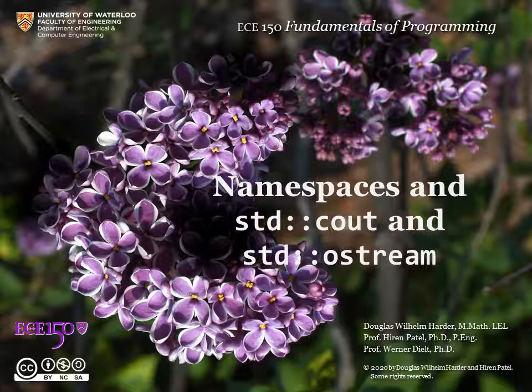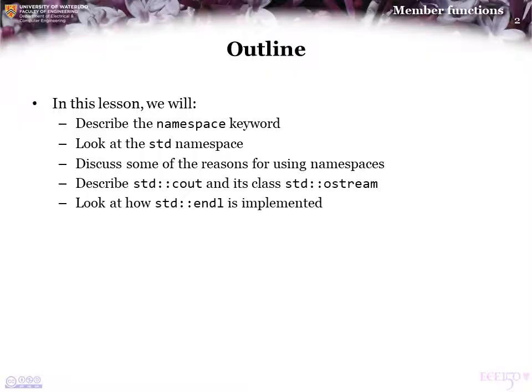In this topic, we're going to look at namespaces, and then we're going to look specifically at standard cout and introduce the class standard ostream. So in this topic, we will describe the namespace keyword. We will look at the standard namespace, and we will then describe some of the reasons for using namespaces within your code and within projects. We will then describe standard cout and how it is an instance of the class standard ostream. We will then also look at the very interesting implementation of standard endl.